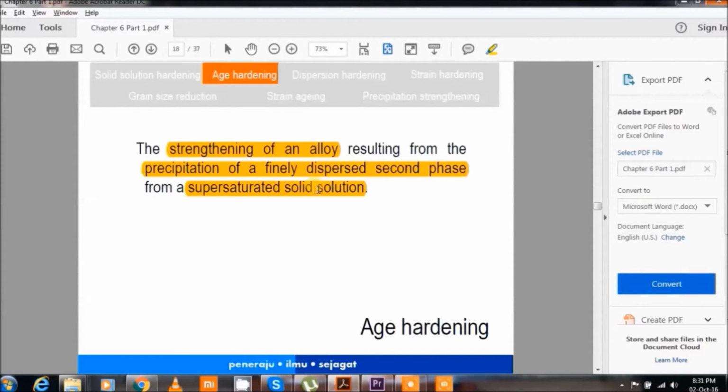Okay, what does it mean? Simply put, it is the strengthening of an alloy resulting from the precipitation of a finely dispersed second phase from a supersaturated solid solution. Age hardening is when you get finely dispersed precipitation in the second phase when you are heating a supersaturated solid solution. So to make you understand more deeply, let's see this graph.